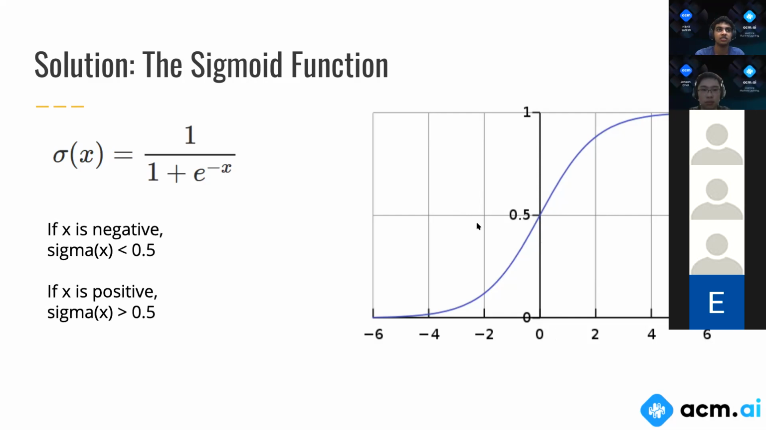So, a quick thing: if sigma of x is less than 0.5, that means x is negative, basically. As you can see, everything left of this 0 line has an output of less than 0.5. Everything right of it has an output greater than 0.5.